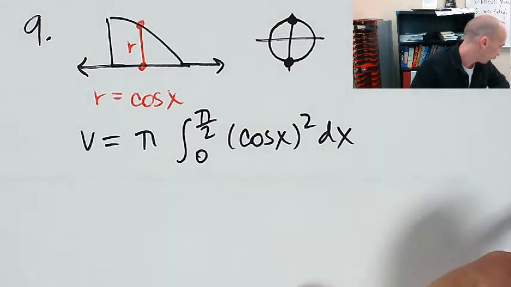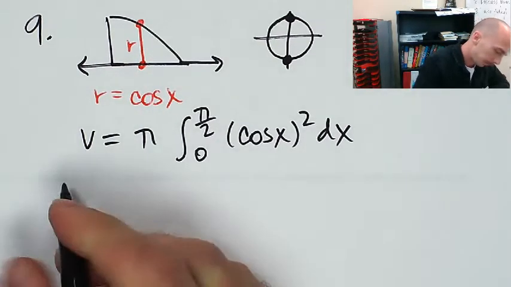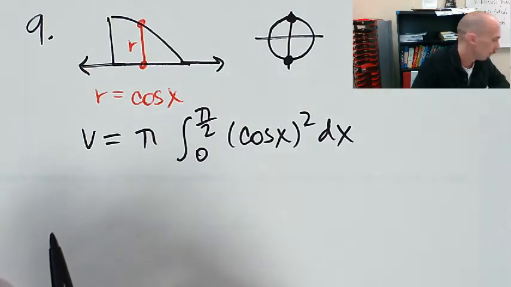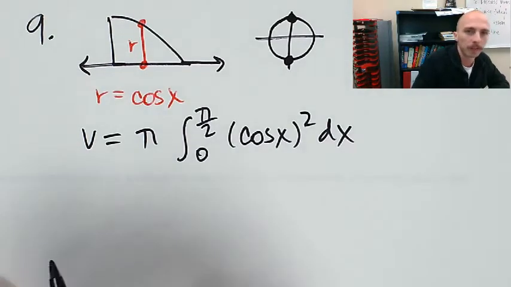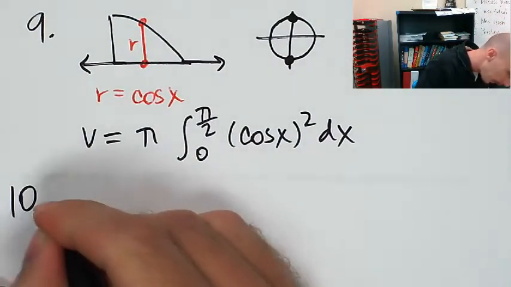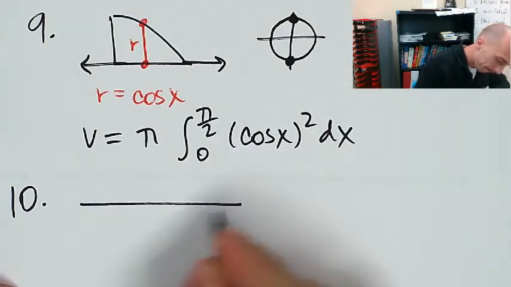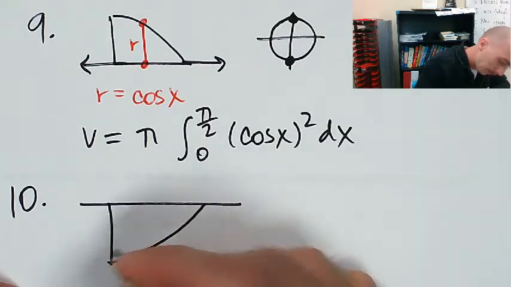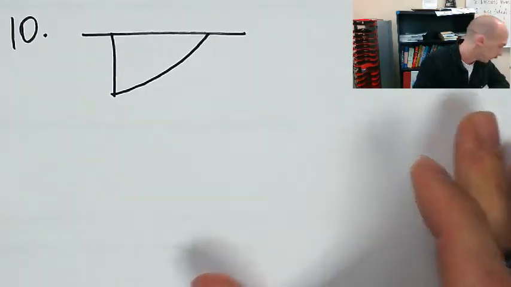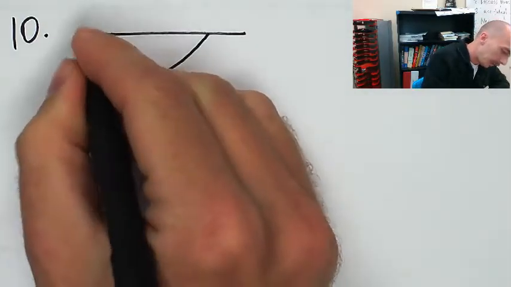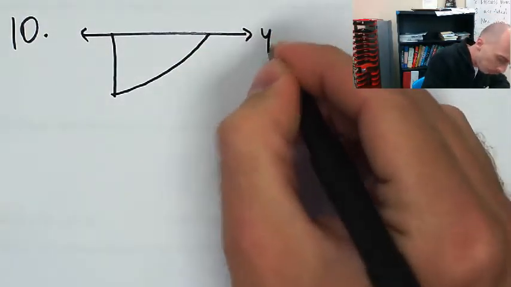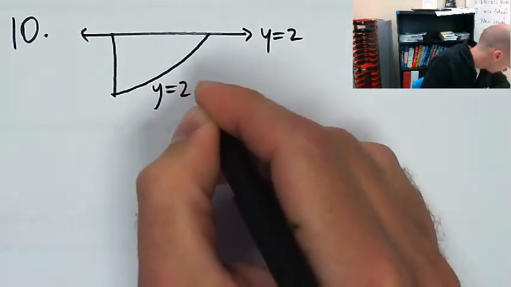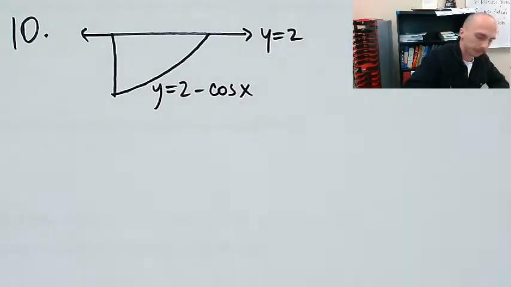Okay. Find the volume of the solid formed by rotating d around y equals 2. Oh, and hopefully this should be the same volume, right? It's going to make half of a football. And, okay, that's d, and looks about like that. And then that's my axis of rotation. That's y equals 2, and this is y equals 2 minus cosine x.